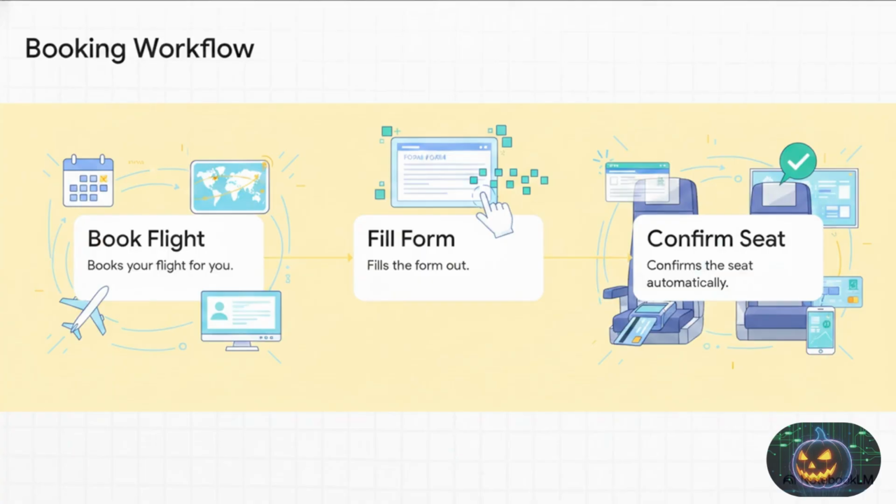But an agent operates entirely behind the scenes. Step 1, it checks your personal calendar to find the right travel windows. Step 2, it hits up airline APIs, compares the flights, and actually fills out the booking form using your saved preferences. And step 3, it submits the payment and confirms the seat. It literally booked the flight, filled the form, and confirmed the seat without you lifting a single finger.